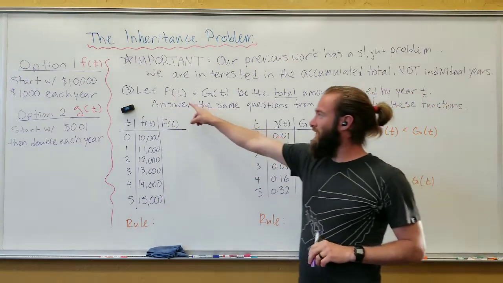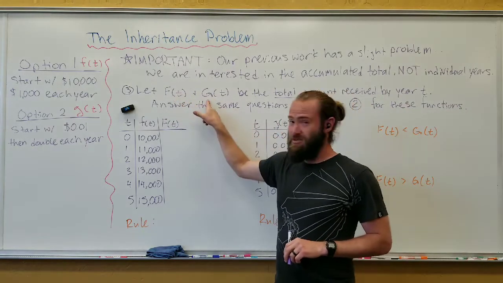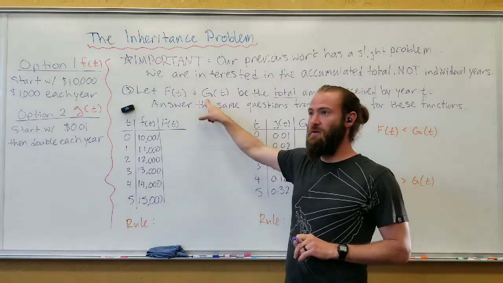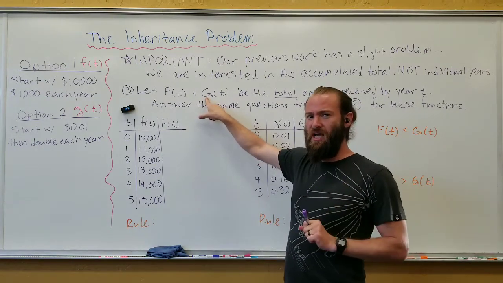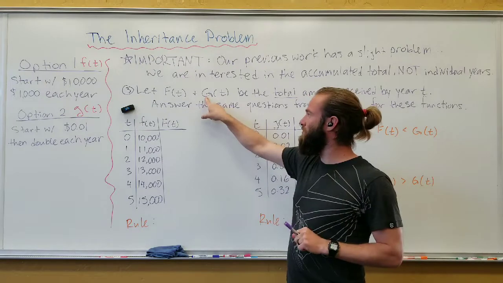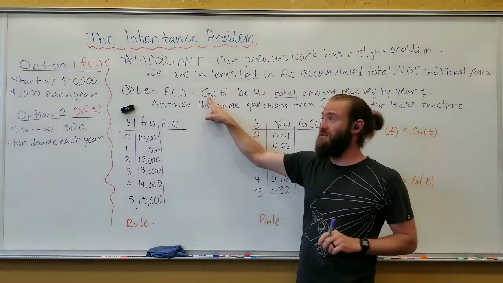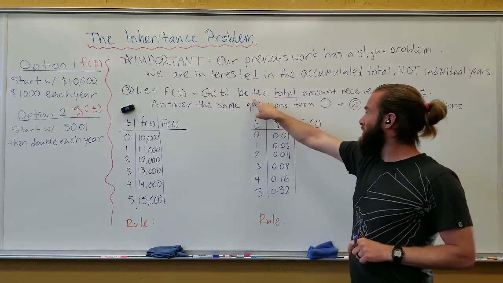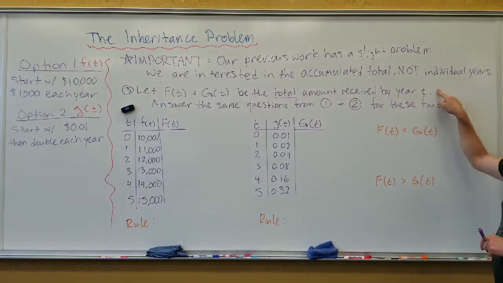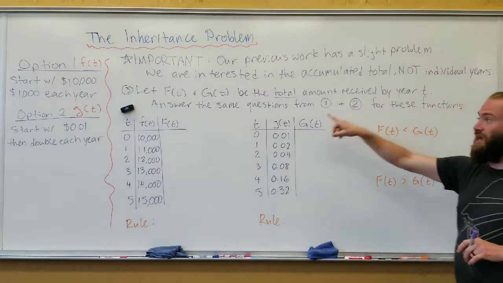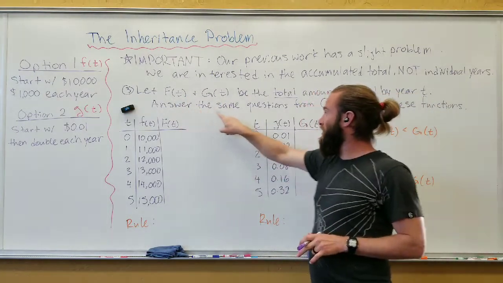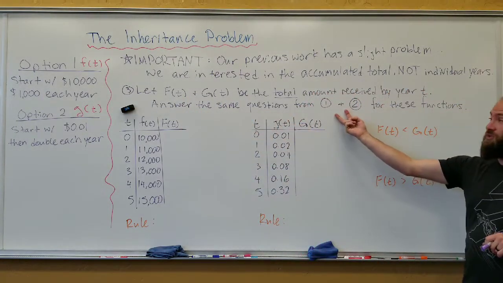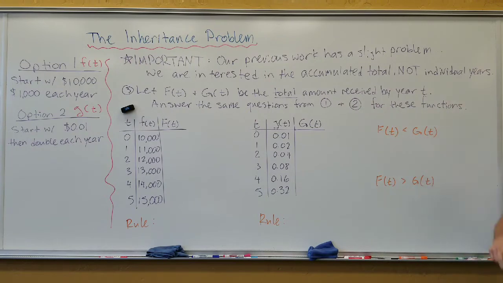So let's go ahead and let f of t and g of t, but capitals this time, and that turns out to be a typical notation we use when we're doing problems of this type, where we're summing things up. You'll see that later on in calculus even. Be the total amount received by year t. We're still using f for option 1 and g for option 2. And let's answer the same questions from numbers 1 and 2 that we just did, but for these accumulation functions, okay?